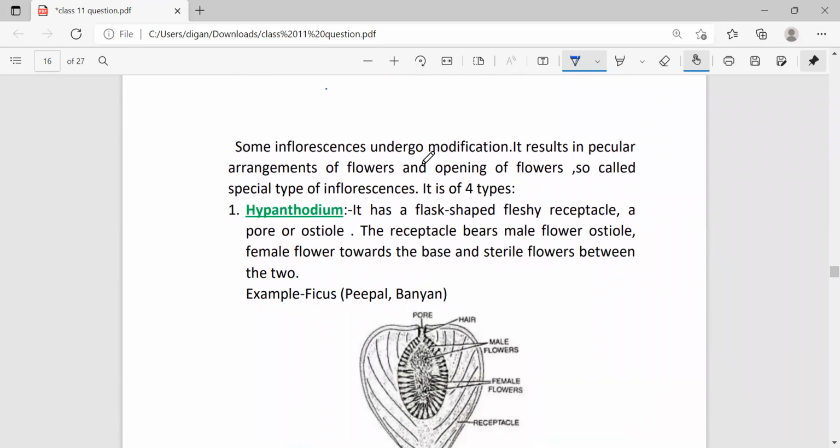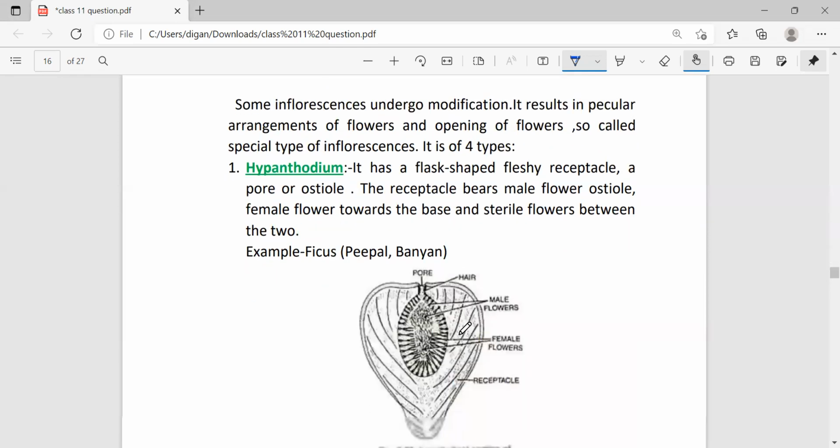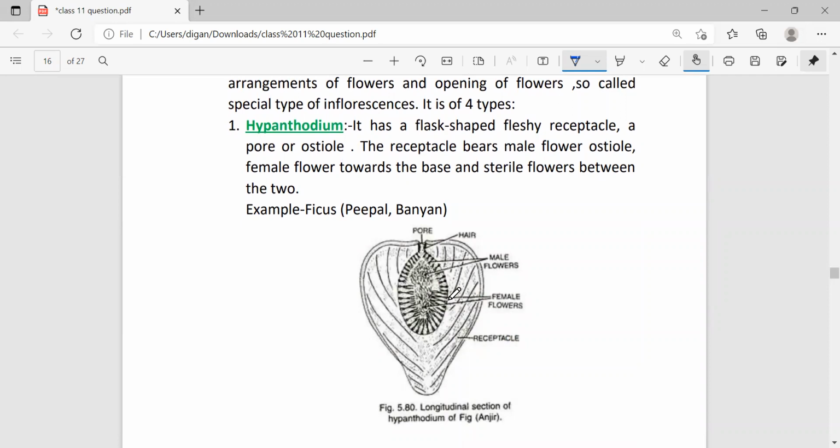So some inflorescences undergo modification. It results in a peculiar arrangement and opening of flowers, so it is called a special type of inflorescence. And these are 4 types. First one is, look, this is the diagram, hypanthodium. It has a flask-shaped structure, a flask-shaped fleshy receptacle with a pore or ostiole. The receptacle bears male flowers near the ostiole and female flowers towards the base, and sterile flowers between the two. Sterile means the flowers which don't have reproductive property. So examples are Ficus, peepal, banyan.